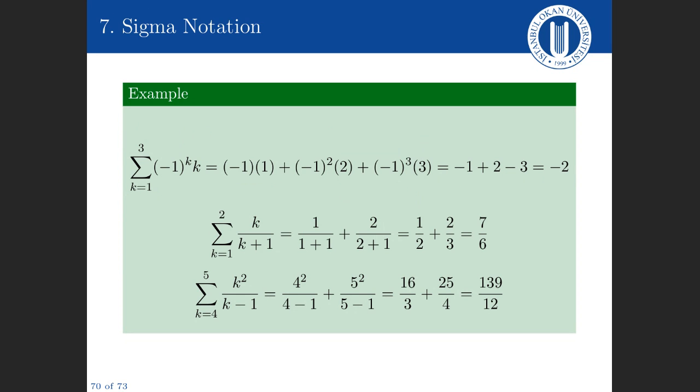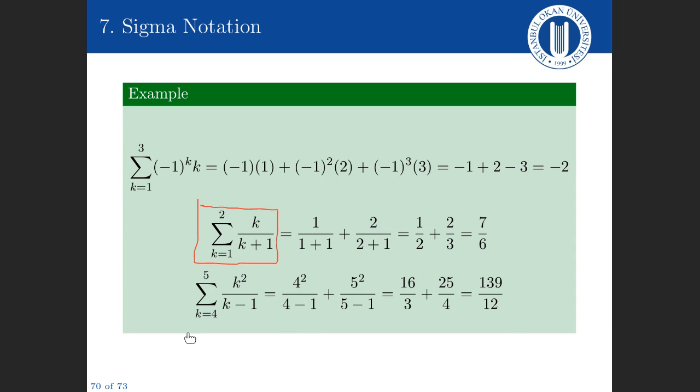Or the sum from k equal to 1 to 2 of k divided by k plus 1. Start with k equal to 1, 1 over 1 plus 1, then go to k equal to 2, 2 divided by 2 plus 1, and then we stop. If we calculate this, you can check this is 7 divided by 6.